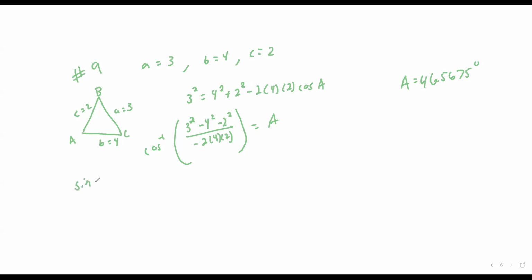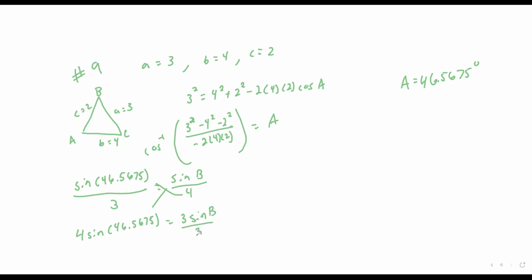So I'll now take sine of 46.5675 divided by 3. Go look for a different angle. I'm going to go with sine B over 4. Cross multiply. So I now get 4 sine of 46.5675 equals 3 sine B. Divide both sides by 3. And so then I get 4 sine of 46.5675 divided by 3 equals sine B.